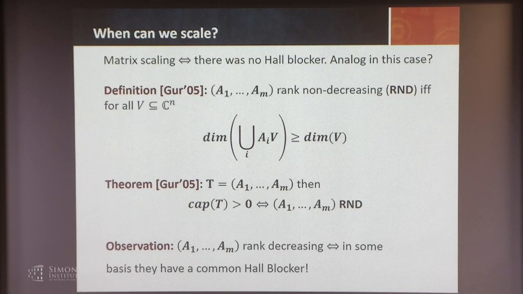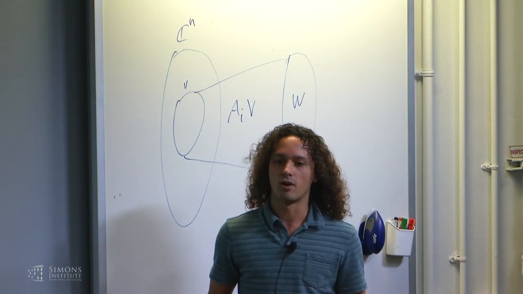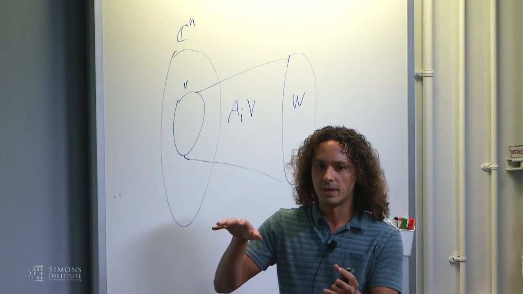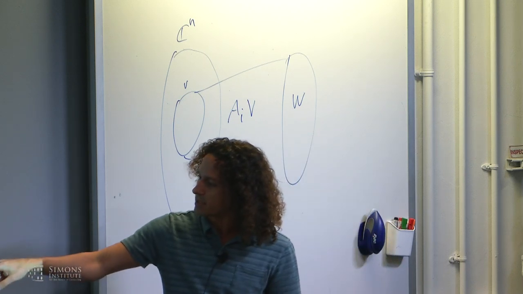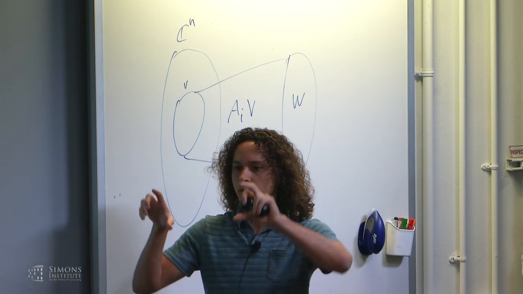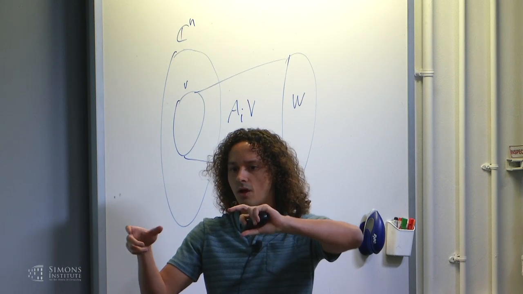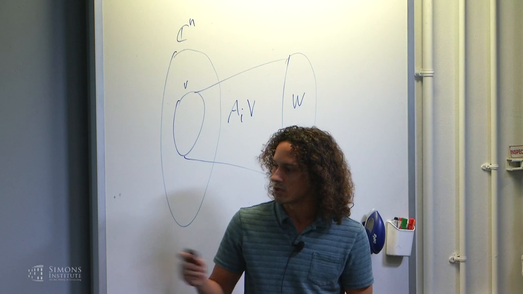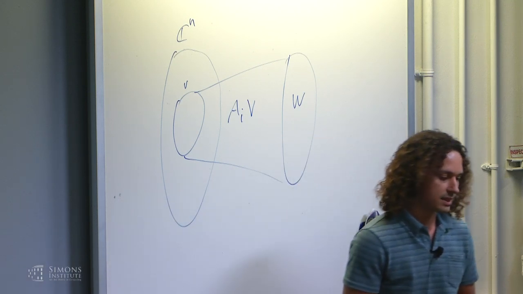So A1 up to AM is rank decreasing, which means that there is a space that gets shrunk, if and only if in some basis all these matrices have a common Hall blocker. Because simply, if my matrices are rank decreasing, I just look at my spaces after a change of basis, and all of those matrices will have to have a huge block of zeros. So this is a generalization of this Hall blocker, and it's not an accident.